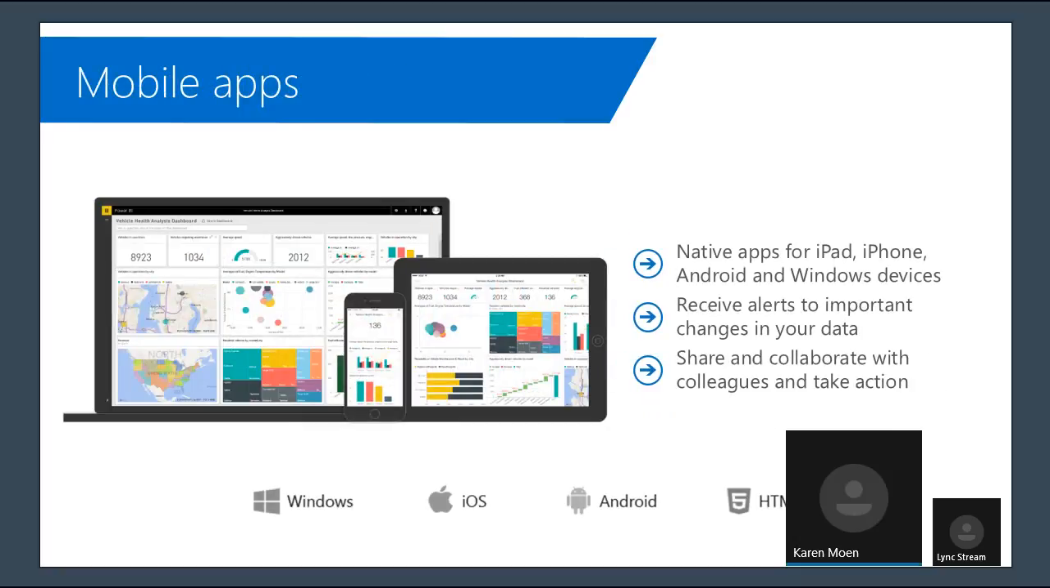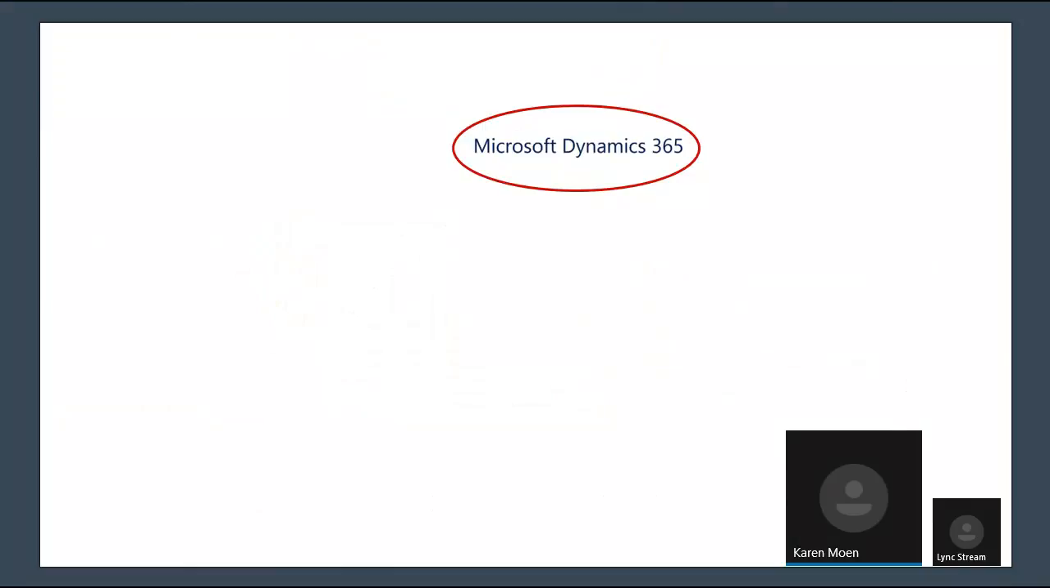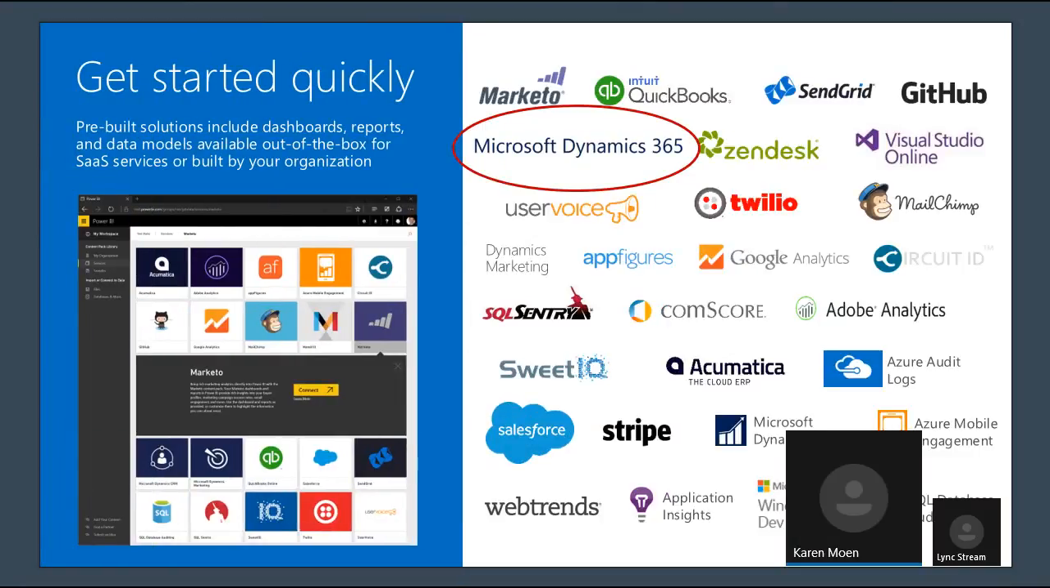One thing I wanted to point out is we do have native mobile apps for iPad, iPhone, Android, and Windows. So across all platforms, you can receive updates if a data changes and share and collaborate very easily. One other great thing is there's lots of templates and things. Part of what we're going to show you today is the content pack and a solution template for Dynamics 365. But we also have this for other technologies, as you can see from the slide. So lots of ways to get started very quickly.